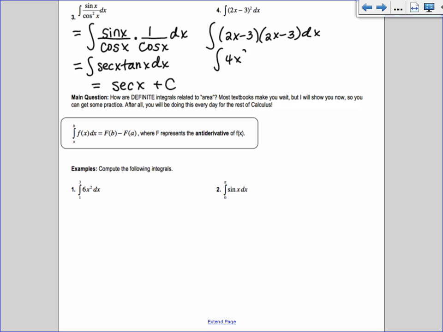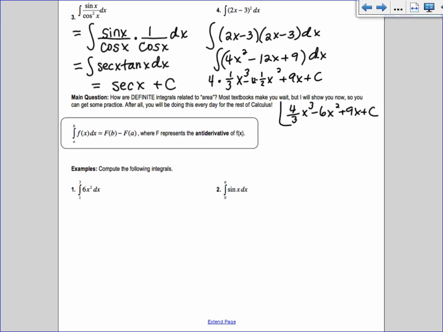So I'm going to have 4x squared minus 12x plus 9 dx. So I'm going to get x cubed. If I write the 1/3 out front, remember, don't forget your 4. So 4/3 x cubed. I'm going to have my x squared with 1/2, so I'm going to need a 12 times it. And I'm going to have 9x plus c. So I'm going to have 4/3 x cubed minus 6x squared plus 9x plus c.